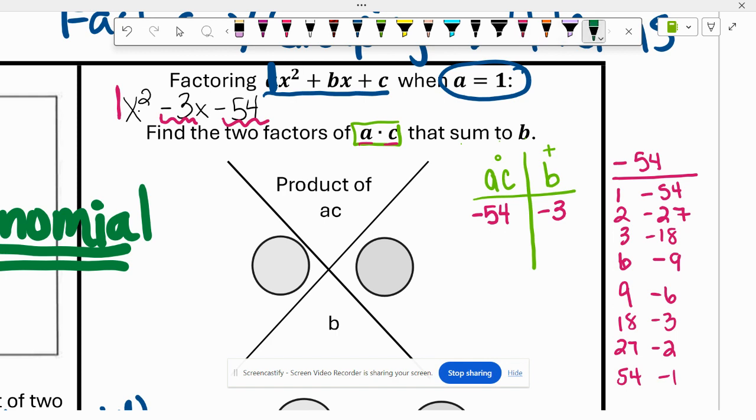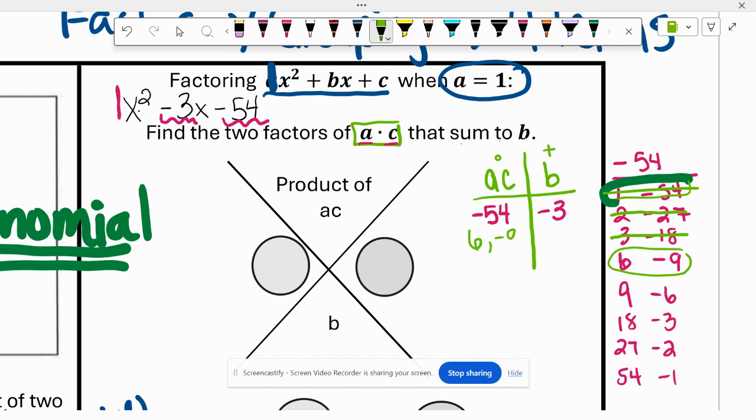Which one of these factor pairs, when I add them together, gives me a negative 3? What is the sum of these two when I add them together? What's 1 plus a negative 54? That's not going to work for us. What's 2 minus 27? That's not going to work for us. What's 3 minus 18? Not going to work. What's 6 minus 9? These are the two factors that I want to use.